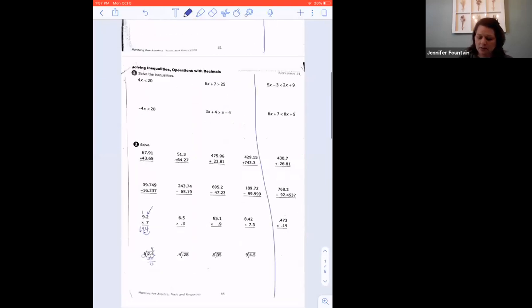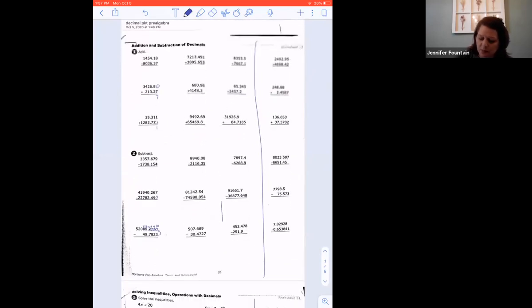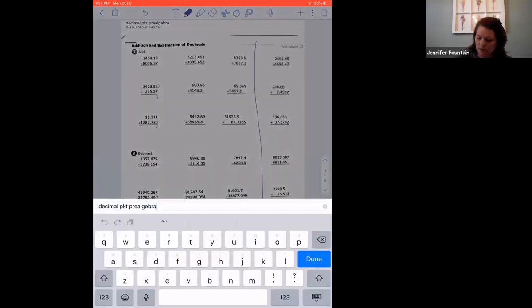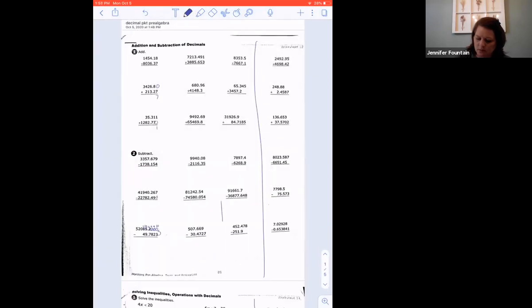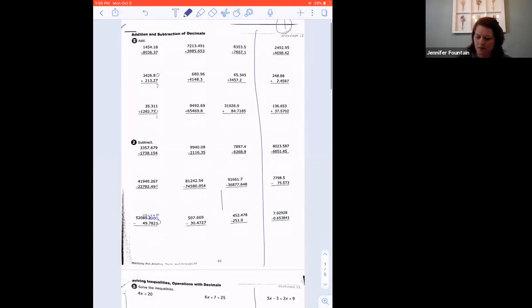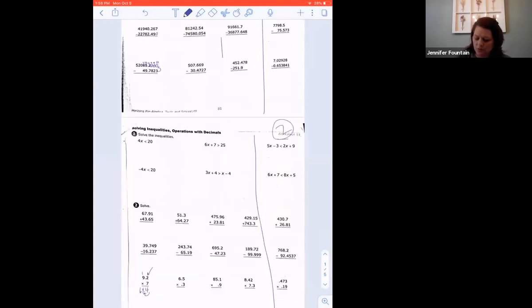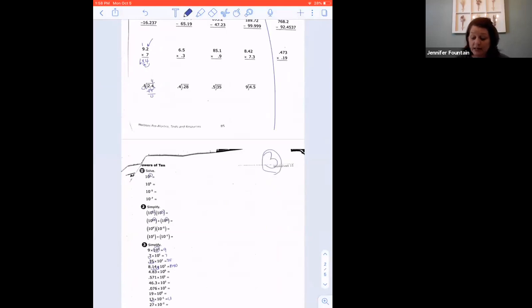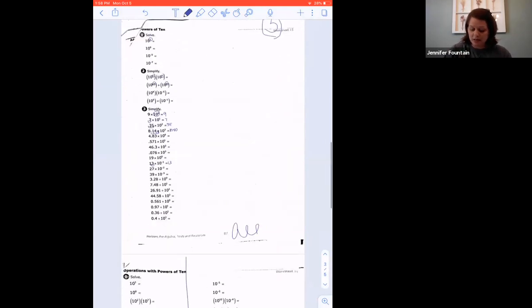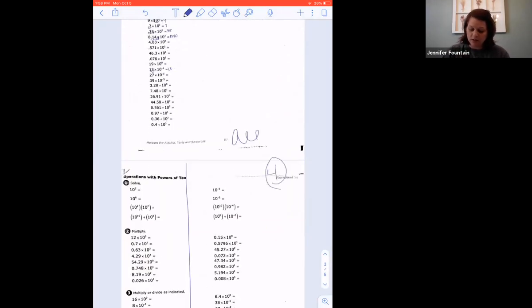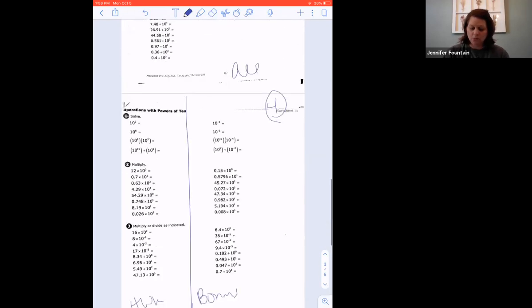Let me number these real quick. So this is page 1. Then page 2. Page 3. Is that the one where it says worksheet 15, Olivia? So that is all that's on page 3. And then page 4 is the one that we split in half too.